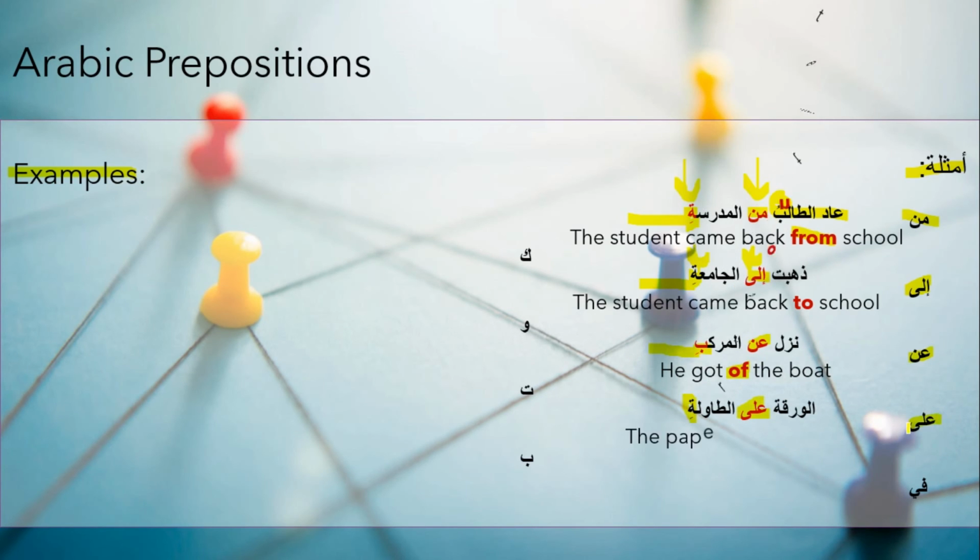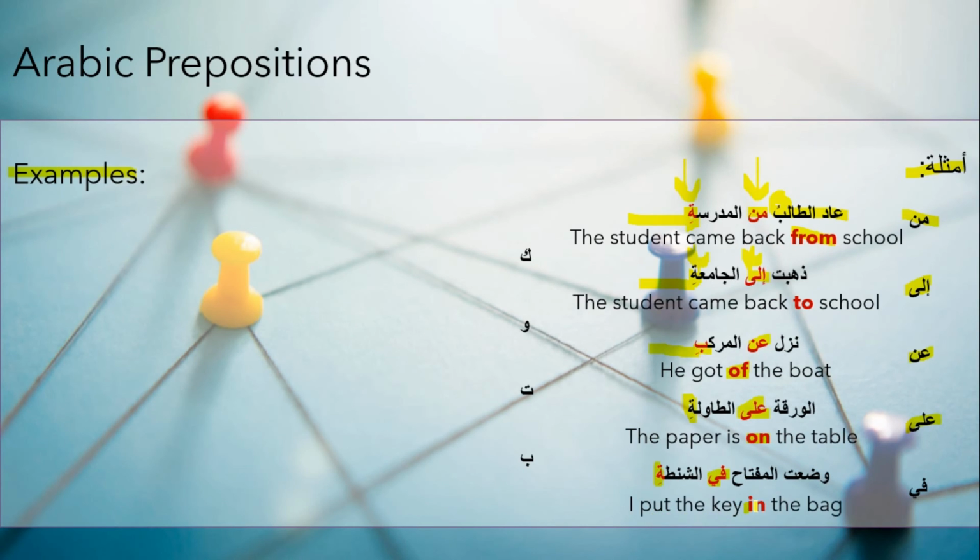الورقة على الطاولة. وضعت المفتاح في الشنطة. As you can see here, kasra is used in each word's last letter because of these prepositions that we are bringing to the sentence.